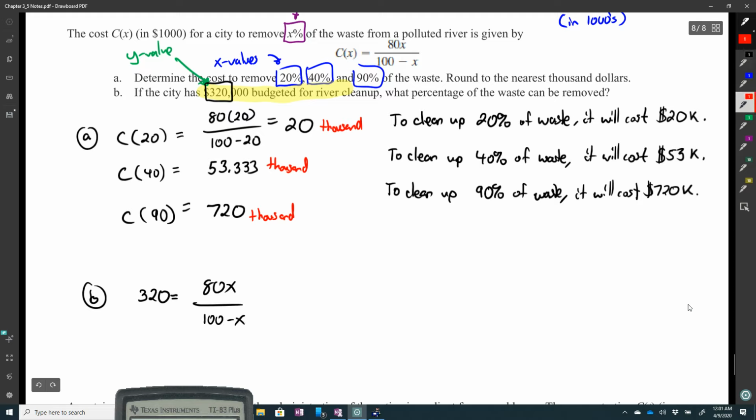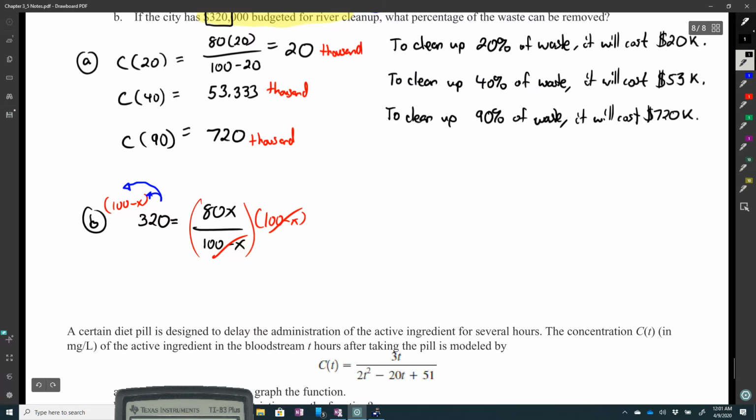I kind of like this because we're just back to doing basic math again. What scares people is that they see a word problem and they freeze and they shut down. Please don't shut down. So 320 times 100 is 320 and then two more zeros, minus 320x equals 80x. I can add the 320x to the other side, and that gives me 400x. So 32,000 equals 400x, and then I can divide by 400.